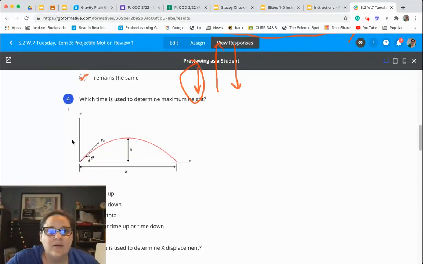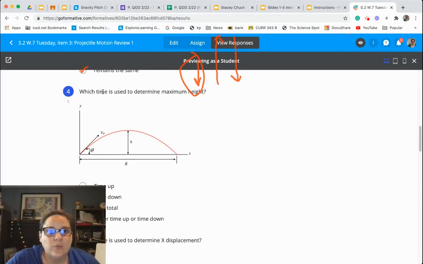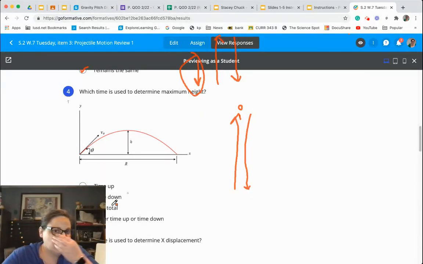Okay, number 4. Which time would be used to determine the maximum height? So again, we have our upward motion going up to 0, and then we have our downward motion. Now, the acceleration due to gravity is 10 meters per second per second.